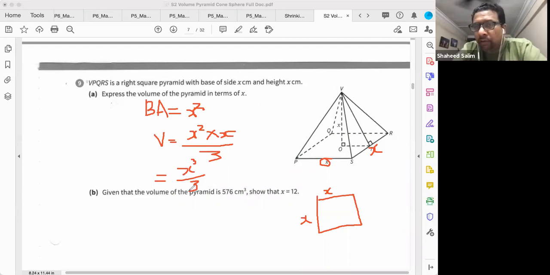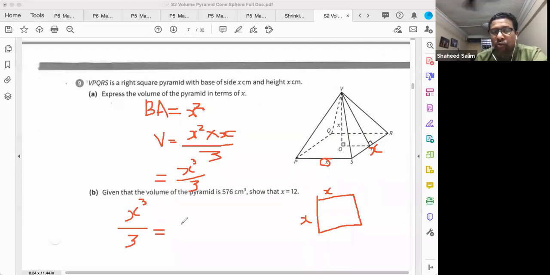Who's confused? Ryan, okay or not? Inshi, are you okay? Shafi, okay? You understand? So now, they want you to show, can you show now? You write it as an equation. They are saying, if this is correct, it equals 576, and you should get x is actually 12. Can you try? Find out what is x, please. Can you get 12 now?